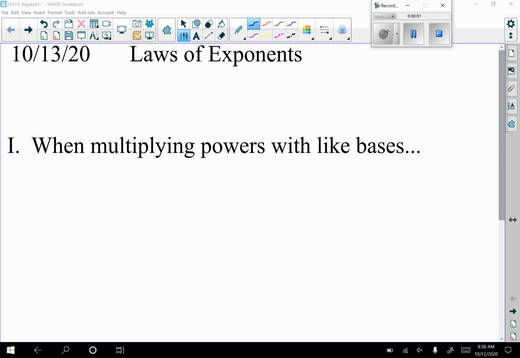Today we're going to take a look at and review all the laws of exponents. We've worked a little bit with exponents in order of operations, but there are so many rules out there involving exponents that I definitely want to take the time to go back over them.